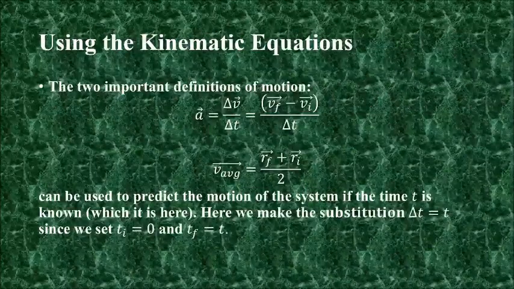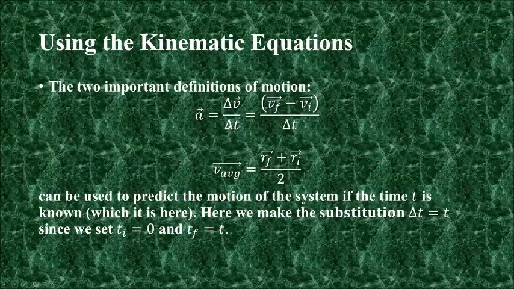The two important definitions of motion, the definition of acceleration and the definition of average velocity, can be used to predict the motion of the system if the time t is known, which it is here. Here we make the substitution delta t equals t, since we set t initial to be 0 and t final to be some arbitrary value t.